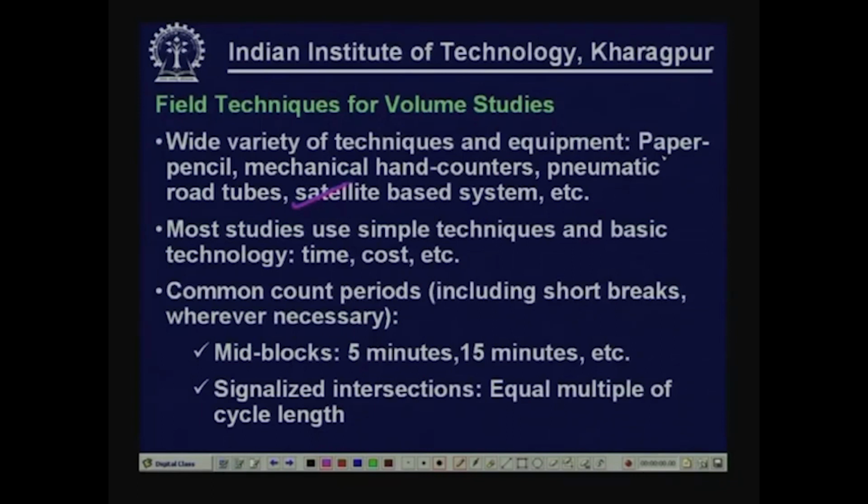There is a wide variety of techniques that are used, but most studies use simple techniques and basic technology. The question is why? The answer is time and cost. As I have told, you can even use a satellite based system, but we have to look at the need for the project, the need for the data we want, and what level of accuracy is really necessary for the project.